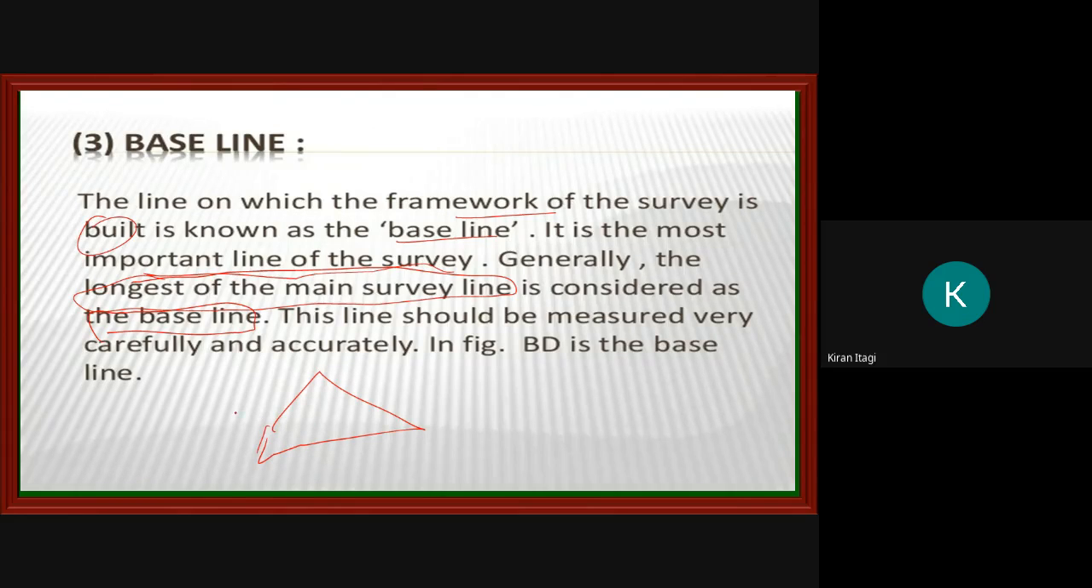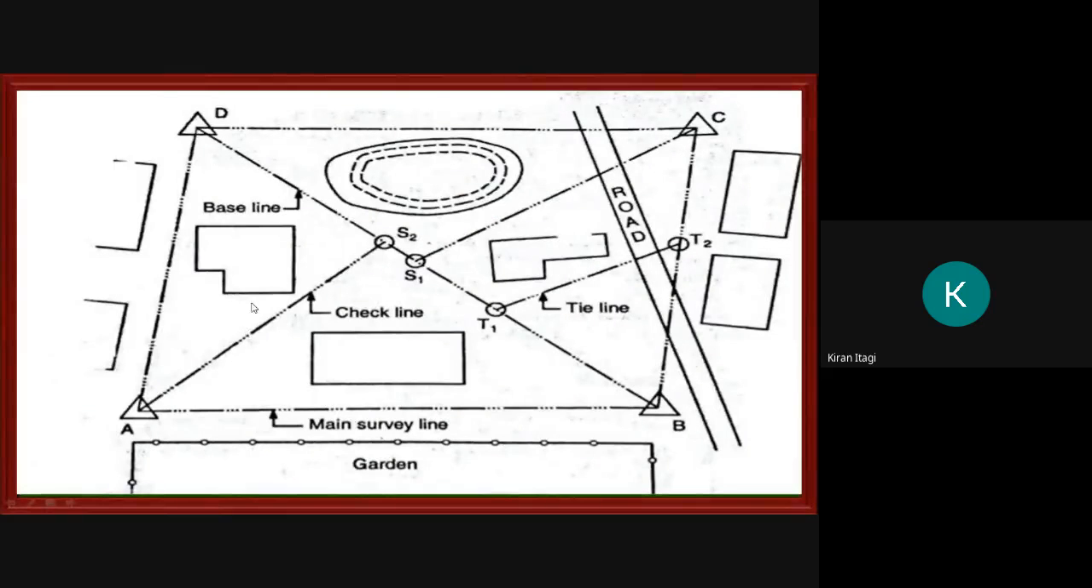It is like this. This is 3 meter, this is 4 meter, and this is 6 meter. Obviously, these are station A, B, station C. These three are also main survey lines, but apart from the three, AB is 6 meter, so we call this one the base. If you draw the diagonal, it is the bigger one, so we will call it the base one.